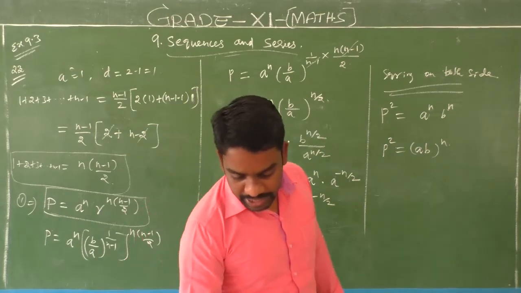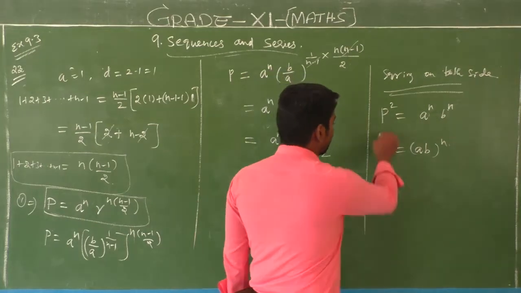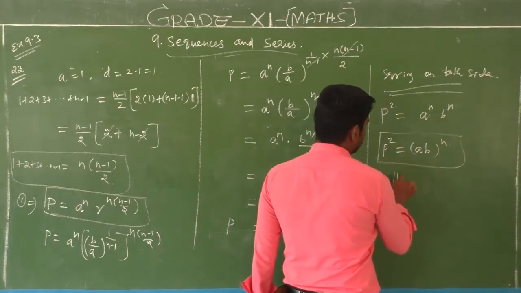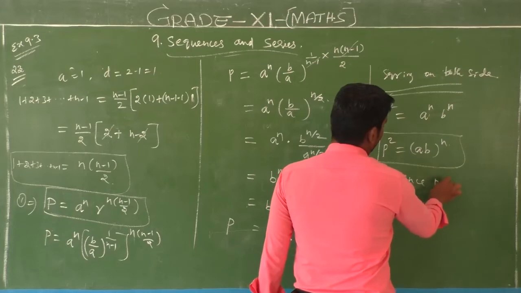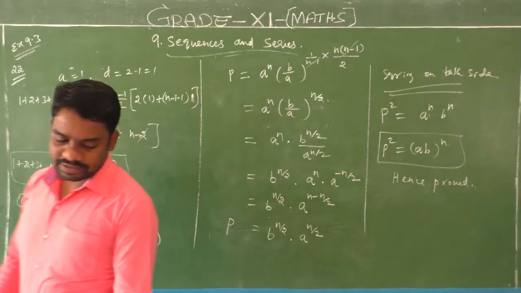We had to prove this. The given question is to prove that P square is equal to (AB) whole power n. This is the solution, so hence proved. Very simple one, very easy sum.